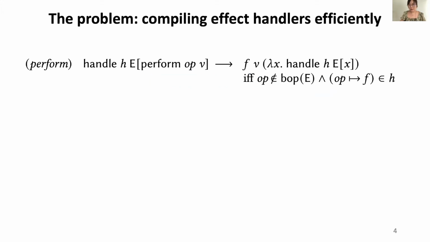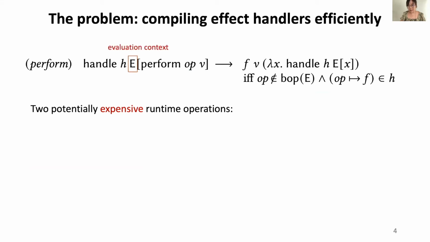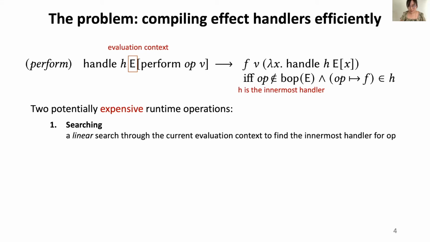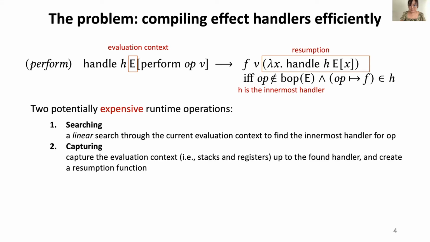It seems everything just works well until you want to compile algebraic effects efficiently. The main problematic rule is perform, which includes two potentially expensive runtime operations. First, since the perform can be deeply inside the evaluation context, and we require H to be the innermost handler, that means we need to perform a linear search through the current evaluation context. Second, after finding the handler clause F, we need to provide the resumption. And that means we need to capture the evaluation context up to the found handler and create a resumption function.